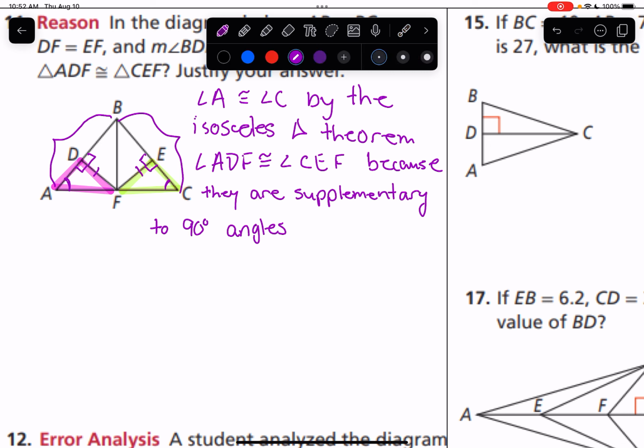So now I know that these angles are congruent and these angles are congruent and this side is congruent. So the triangles are congruent by angle, angle, side. So triangle ADF is congruent to triangle CEF by angle, angle, side. All right.